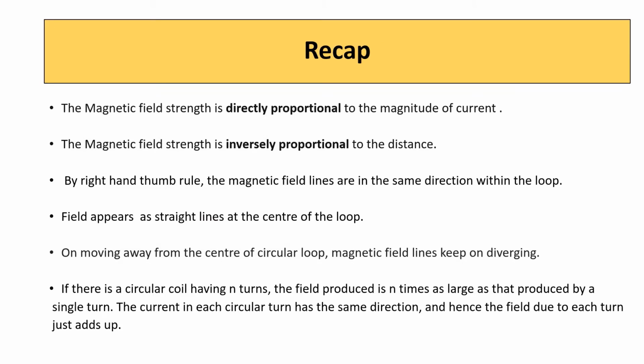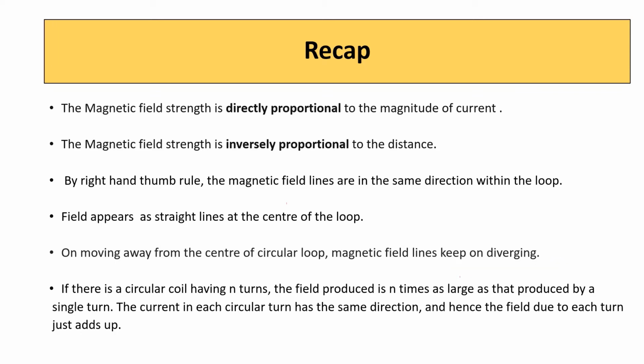Let us summarize what we learned in this section. The magnetic field strength is directly proportional to the magnitude of current. It is inversely proportional to the distance. By right hand thumb rule, the magnetic field lines are in the same direction within the loop. The magnetic field lines appear straight at the center of the loop. On moving away from the center of the loop, the magnetic field lines keep on diverging.